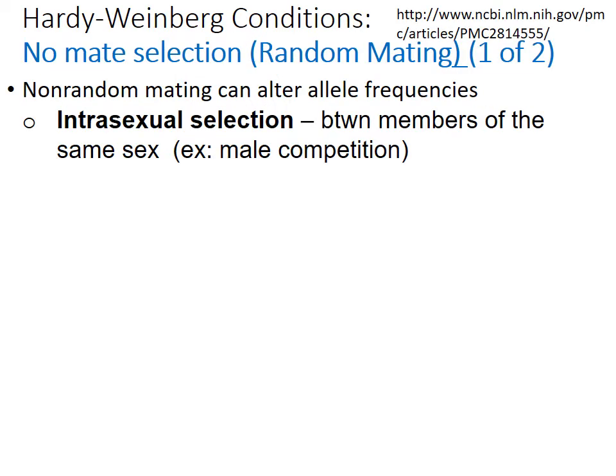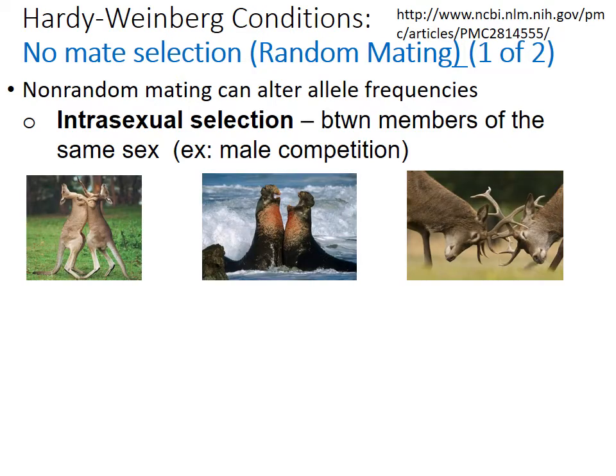Another of the Hardy-Weinberg conditions is that there can't be mate selection, or that mating must be random. Non-random mating can alter allele frequencies, and there's a whole bunch of ways non-random mating occurs. Intrasexual selection is between members of the same sex. So intra, within, so within-sex selection. Male competition is an example of this.